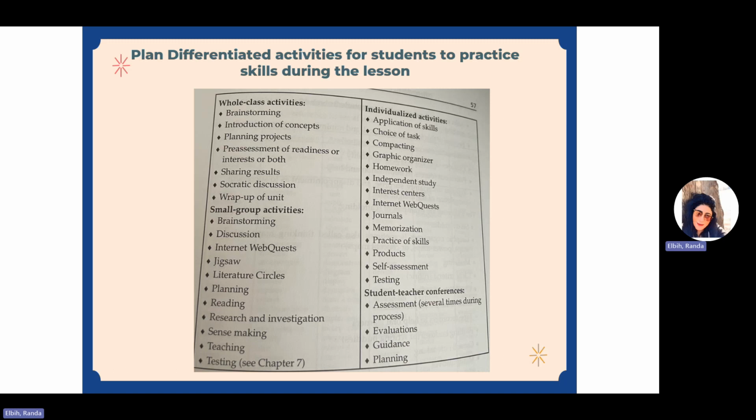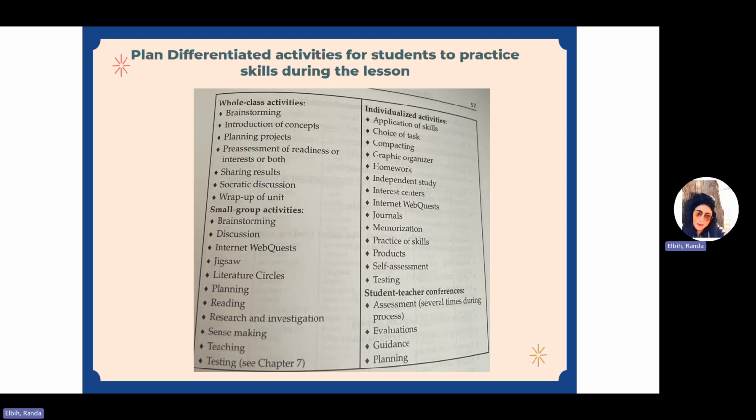Individualized activities give students the space and the choice to select the activities that they are comfortable doing. Like, for instance, activities that allow them to apply skills, graphic organizers, homework, journals, self-assessment, testing, independent work, okay? The student and teacher conference is for evaluation, for guidance, and for planning, okay?